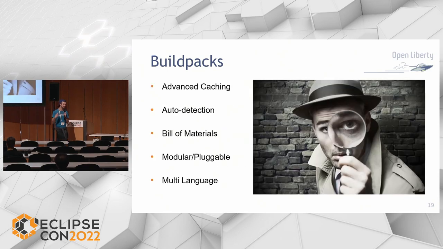So buildpacks have a lot of functionality. Advanced caching, auto detection, so it can automatically detect not only what language you're using, but the runtime you want to use as well, just by looking at your directory structure. It can produce a bill of materials, which I'll explain why is important in a moment. It's modular and pluggable, so you can combine different buildpacks together. For example, I could use the OpenJ9 buildpack and the Open Liberty buildpack to create a stack, or I could use the Open Liberty buildpack and the HotSpot buildpack to create something. So you can plug them all in together as well.